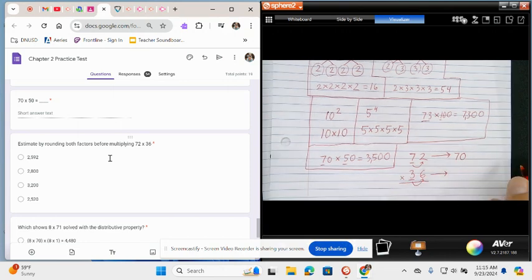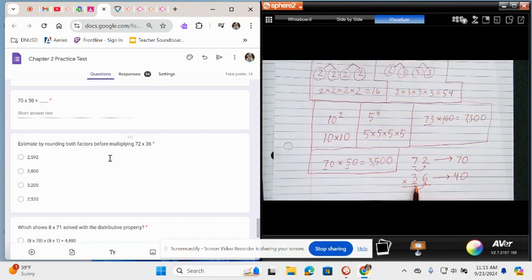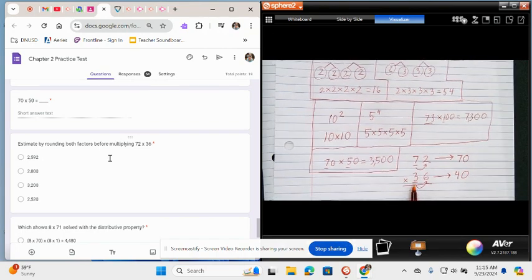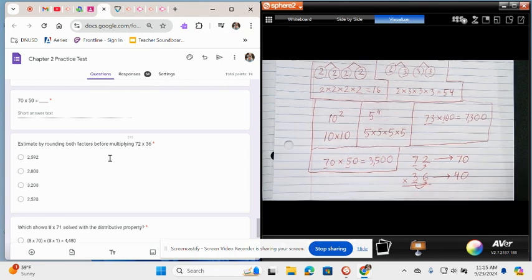The 3 asks the 6, and the 6 says yes, because it's 5 or more. So 5 or more, up the score. So the 3 goes up, it becomes a 4, everything to the right becomes a 0. And again, another way of thinking of that is, since 36 is closer to 40 than it is to 30, it rounds up to 40.